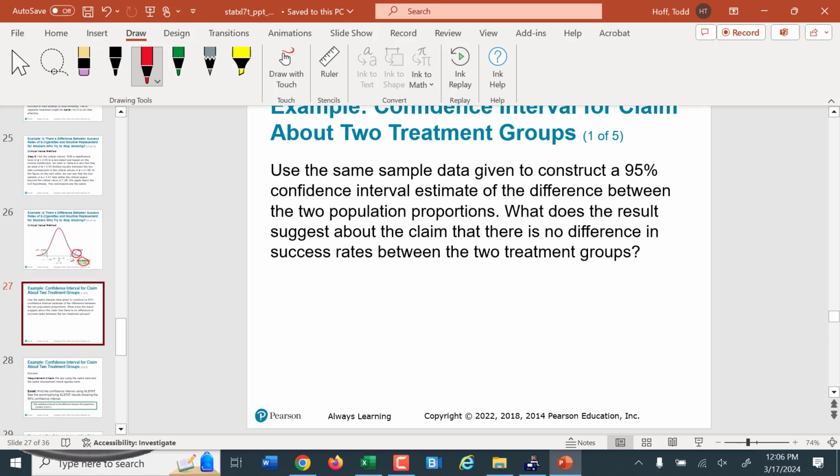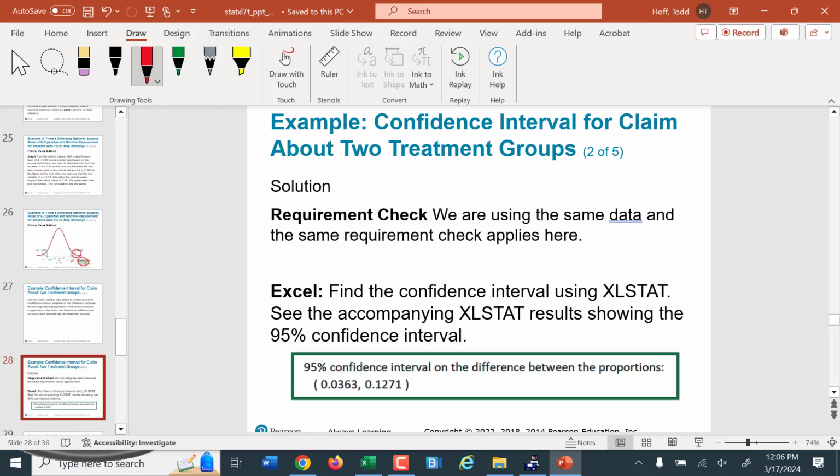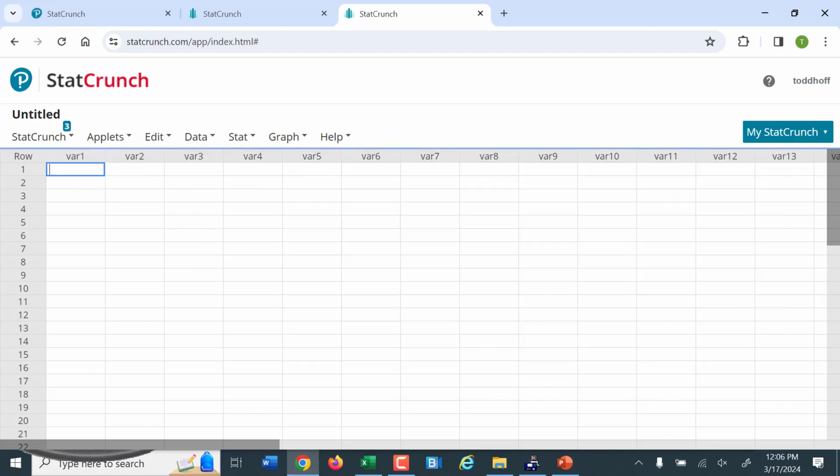If we want to use the confidence interval method, now remember, the confidence interval method is not always going to match up. Since we rejected by quite a margin here in our hypothesis test, the confidence interval will match up with our hypothesis test. We could use ExcelStat or we could use StatCrunch. Let's use StatCrunch and I'll show you how that works out in StatCrunch.